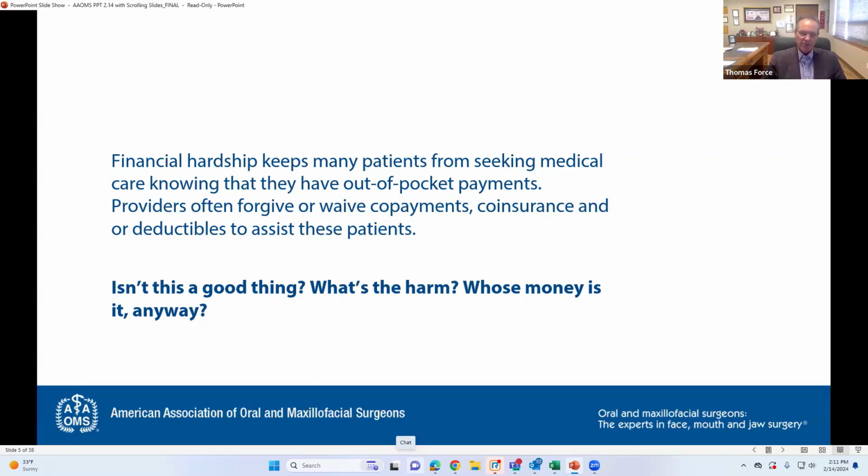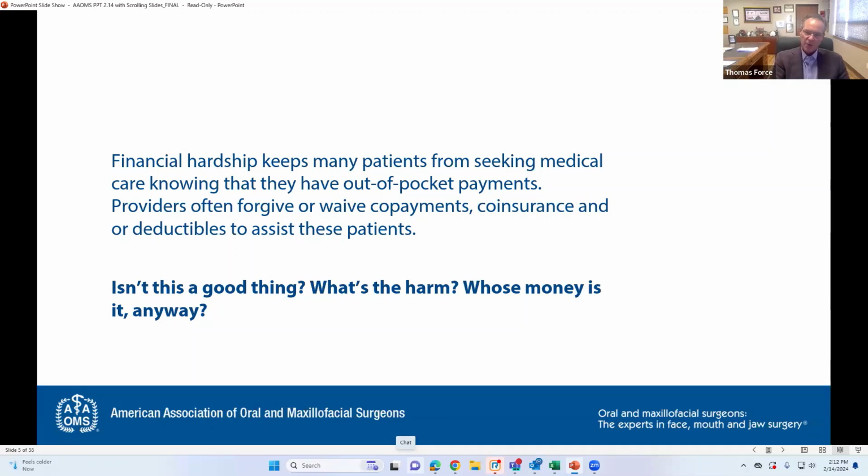financial hardship keeps many patients from seeking medical care, knowing that they will have out-of-pocket expenses. So what happens is healthcare providers often forgive or waive copayments, coinsurance, and deductibles to assist these patients. In other words, the healthcare providers are trying to do good. They want to do right by their patient. And they're like, what's the harm of doing this? And anyway, whose money is it? Again, it's trying to help your patient.